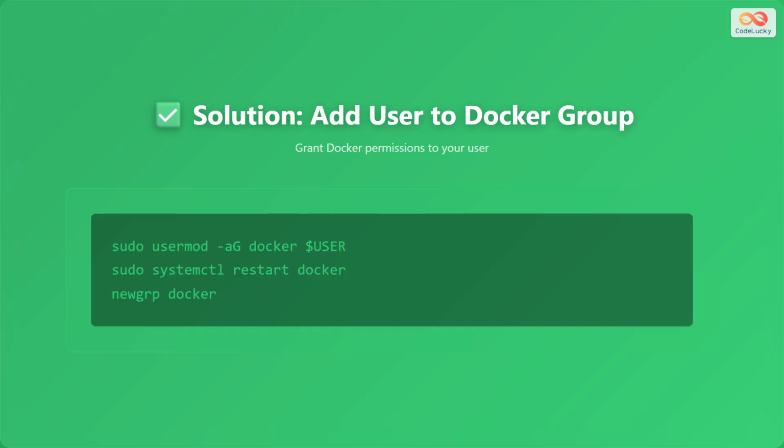To fix the permission denied error, you need to add your user to the Docker group. Open your terminal and execute the following commands. First, run sudo usermod -aG docker $USER. This command adds your current user to the Docker group. Next, restart the Docker service by running sudo systemctl restart docker. Finally, apply the group membership by typing newgrp docker. After running these commands, you should be able to execute Docker commands without permission issues. Be sure to log out and log back into your session.